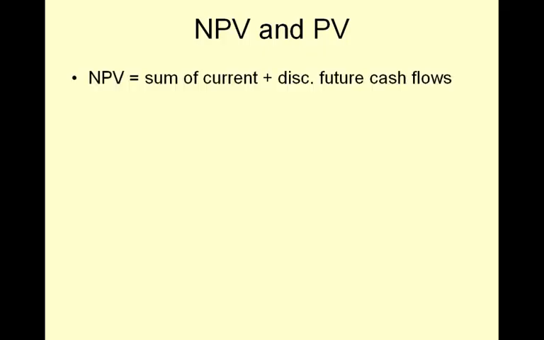Net present value is the sum of current and discounted future cash flows. NPV is an extension of present value to include the cash expended in year 0 that represents the initial investment in a new project or business line.